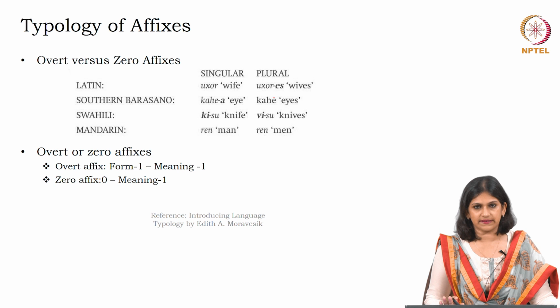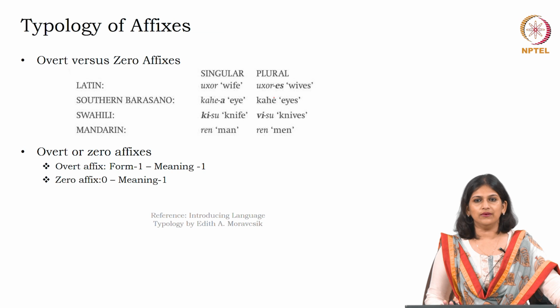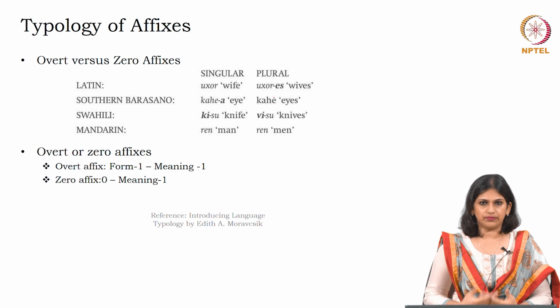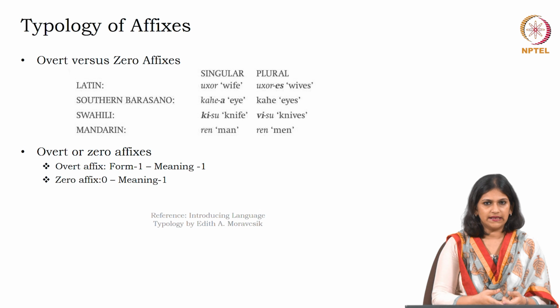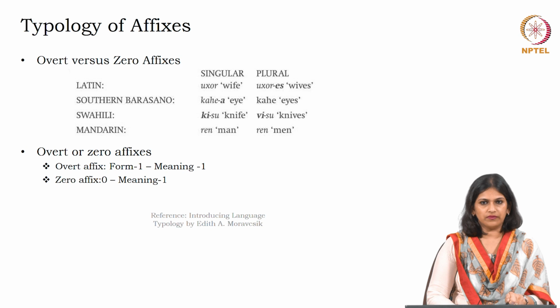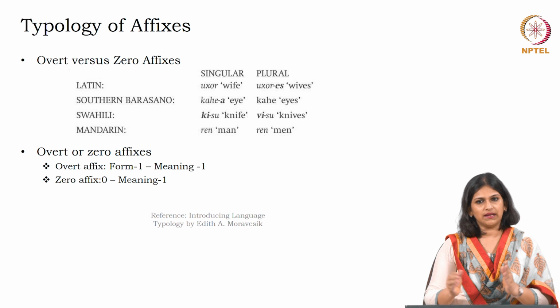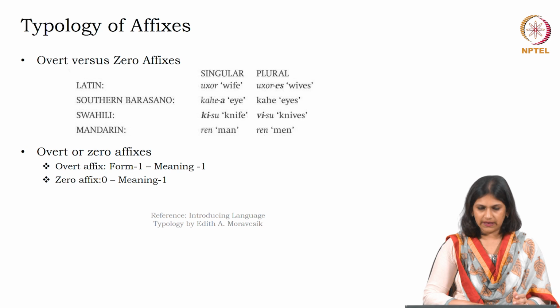Okay, so now what are we supposed to understand when we are trying to represent, in a simplistic manner, what is an overt affix and what is a zero affix? When we are trying to understand the typological difference between the overt and the zero affix, simplistically we can put it this way. When the affix is overt, if we do the binary division, form would get 1, meaning would also get 1. When it is a zero affix, form would get 0, but meaning would get 1.